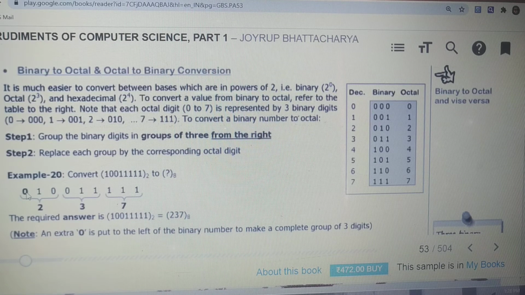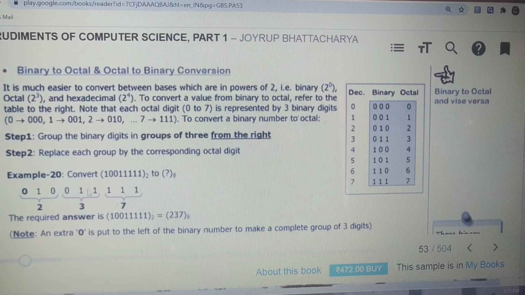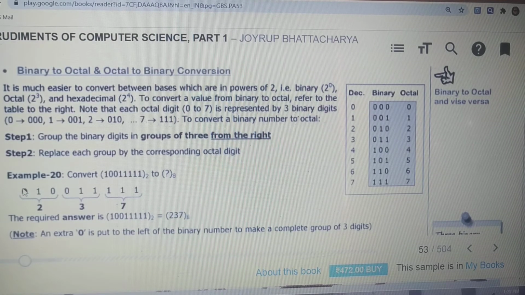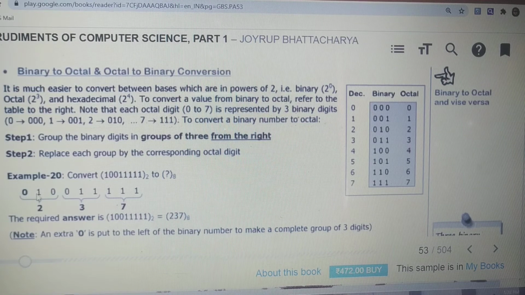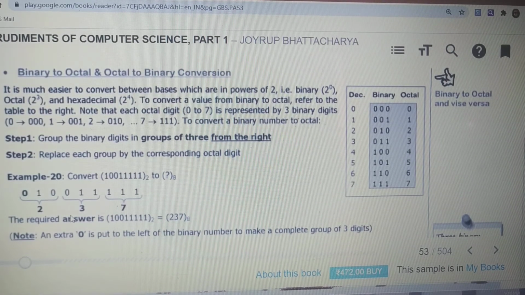So 111 means 7, so we put 7 here. 011 means 3, and here only 10 is there, but we have to fill it to a 3-bit representation. That's why in the third position we put 0, so it becomes 010. It means 2. So 1001111 in octal is represented as 237.